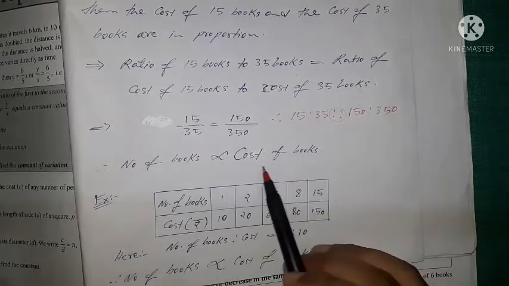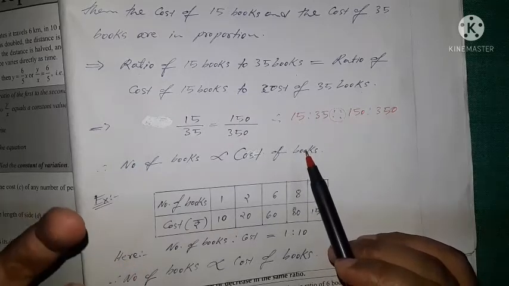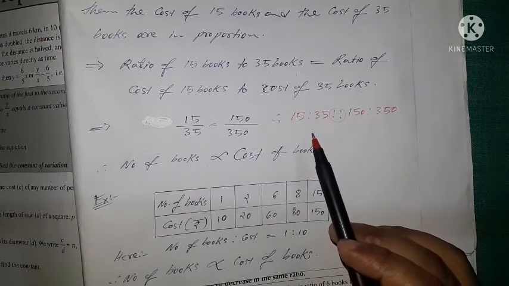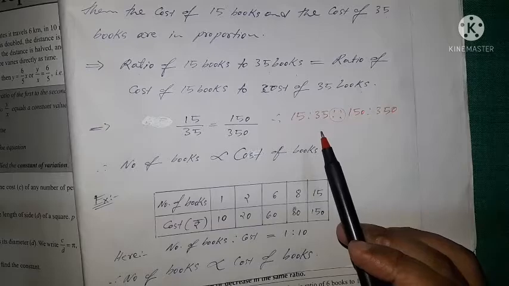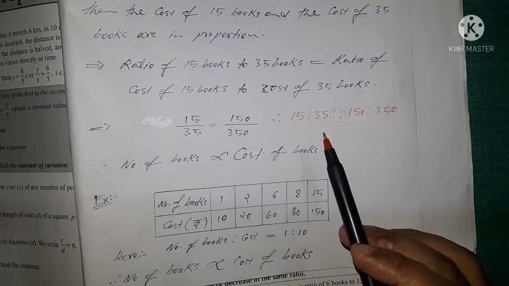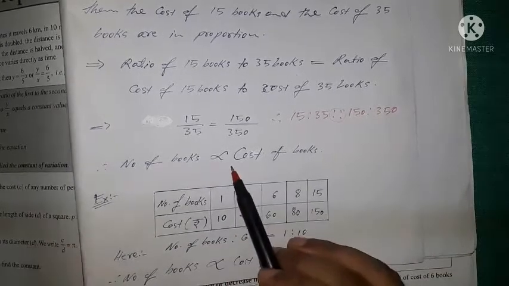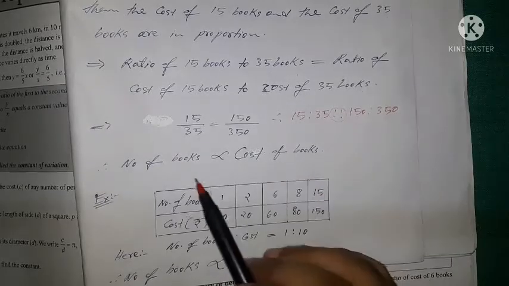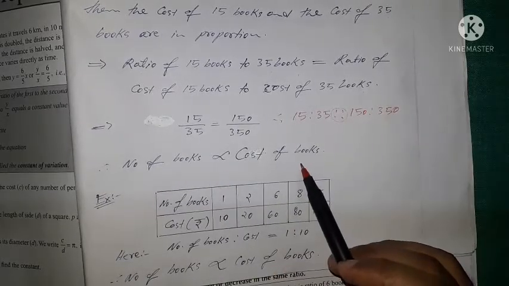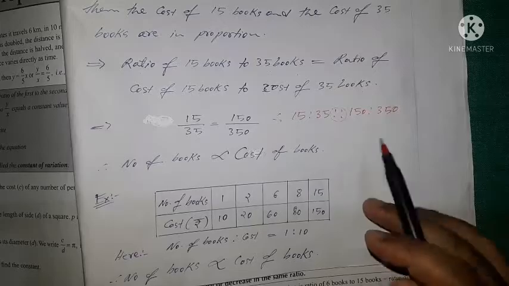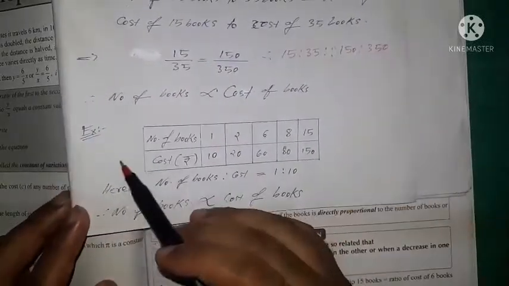What will be the total cost of n books? Since the cost of one book is 10, for n books it will be 10 into n. So the number of books is directly proportional to the cost of the books. If the number of books increases, the cost also increases. If the number of books decreases, the cost will also decrease. So let's take another example.